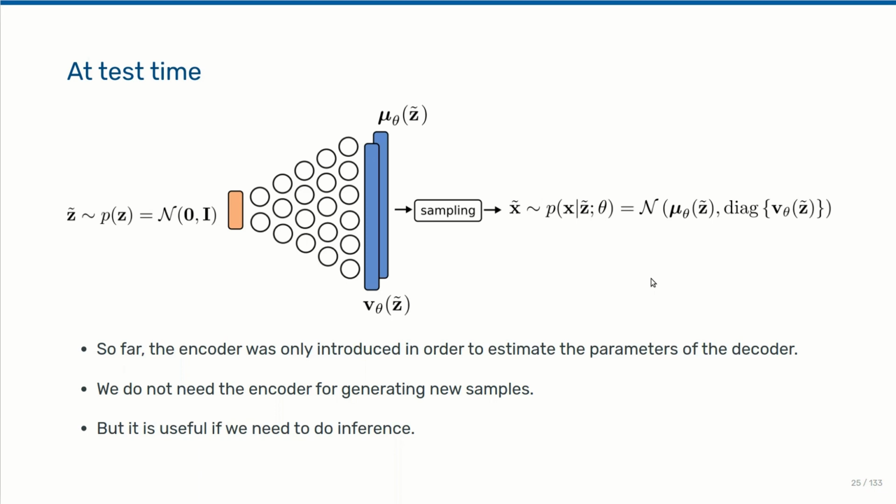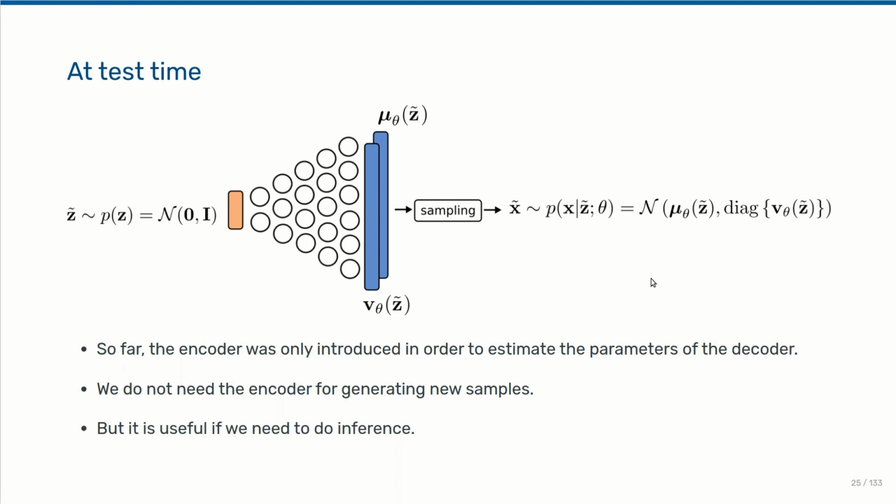In order to generate new samples, we don't need the encoder either. We can just sample from the prior distribution of Z, the standard normal, and pass it forward through the decoder, which provides us the parameters of the conditional distribution of X given Z tilde, and that allows us to sample from those parameters. So once the learning is done, we can generate new data without using the encoder.